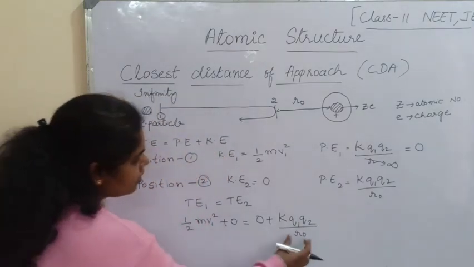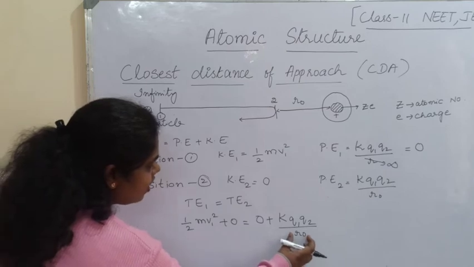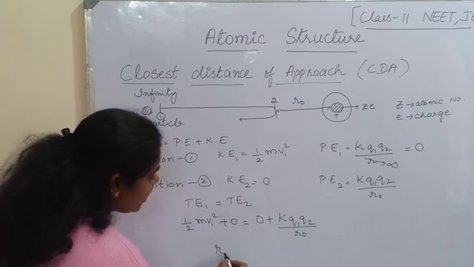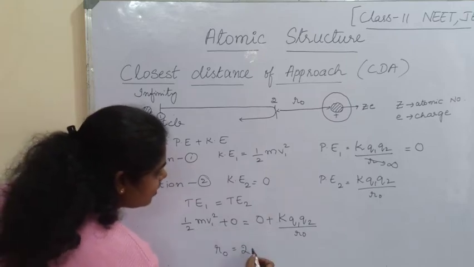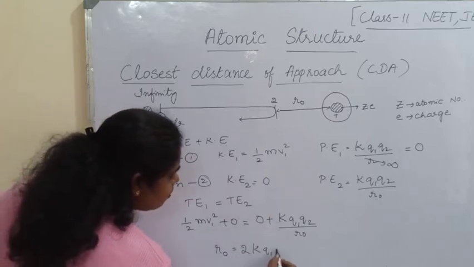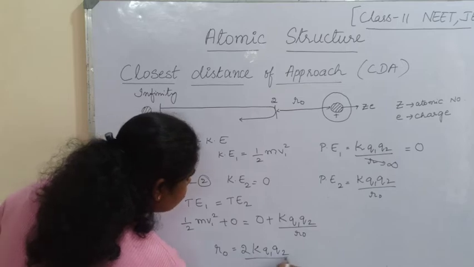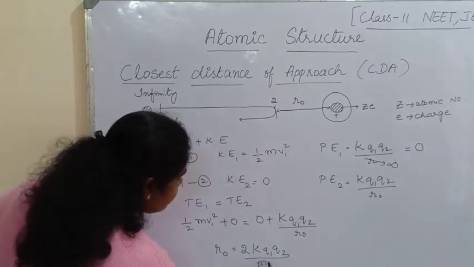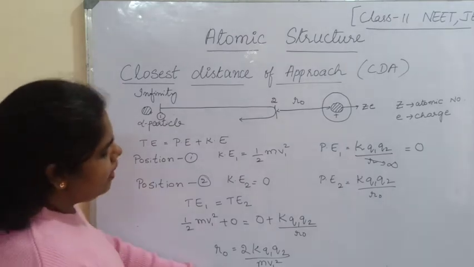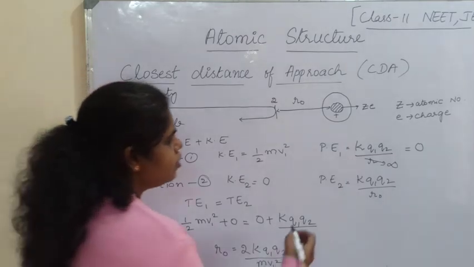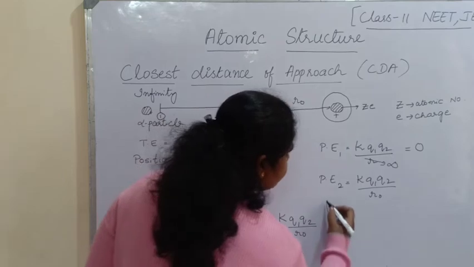Now what we can write is, take R0 to the other side. So you will be getting R0 is equal to, 2 you take to this side, 2 K Q1 Q2 divided by mv1 square. So R0 value we are getting as this.